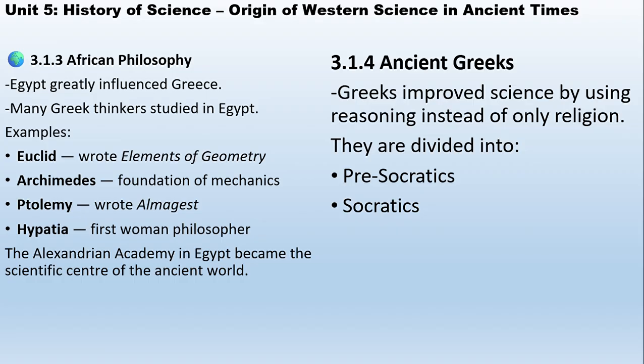So for African philosophy now, Egypt is still under Africa. So Egypt greatly influenced Greece. Many Greek thinkers studied in Egypt. Egypt is where the Western science started. So the majority of the Greek thinkers actually studied in Egypt.